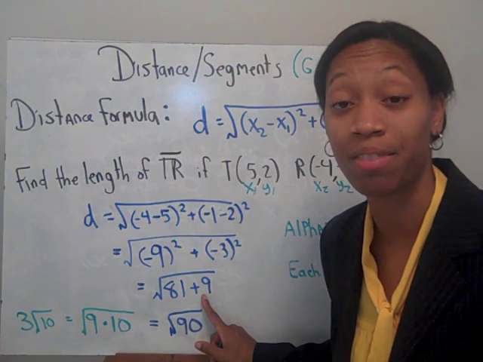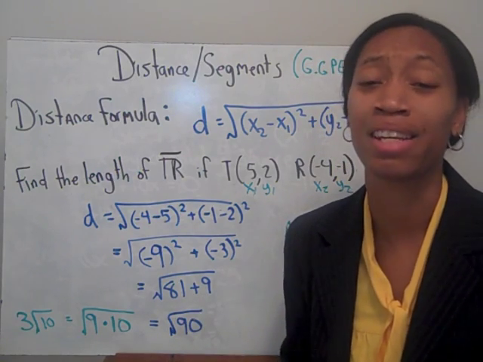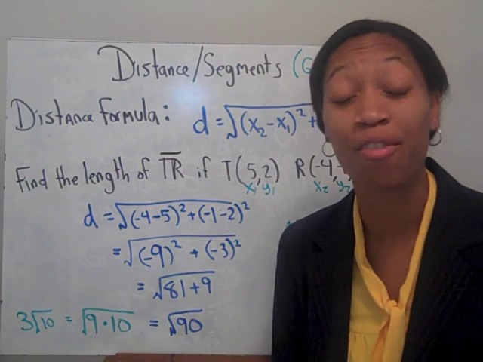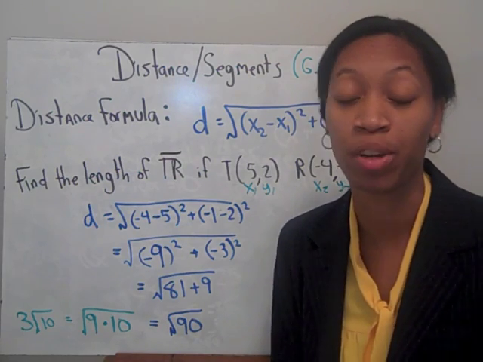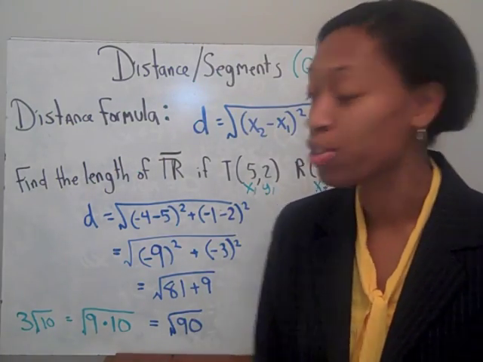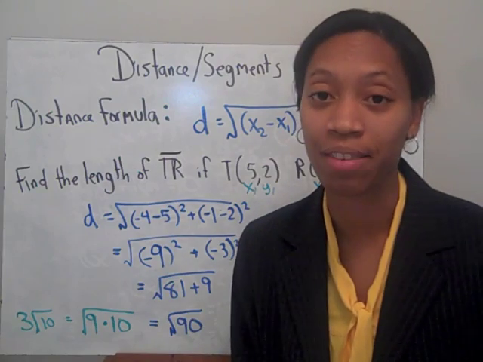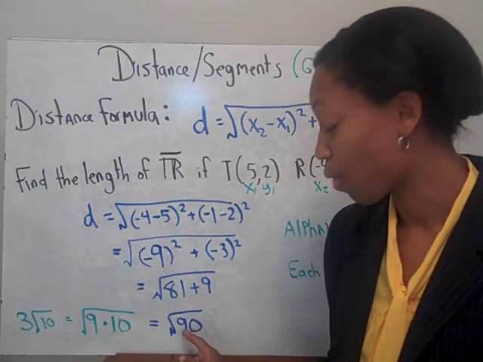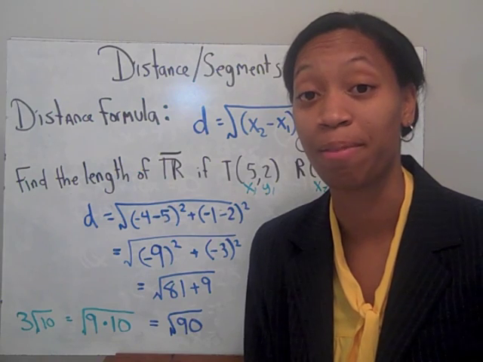-3 squared is +9. Notice that you're always going to get positive numbers for distance. You're never going to get a negative under the square root, which would cause us to get those nasty imaginary numbers. Nope, we're always going to have positive distance. Alright, so the answer is the square root of 90.